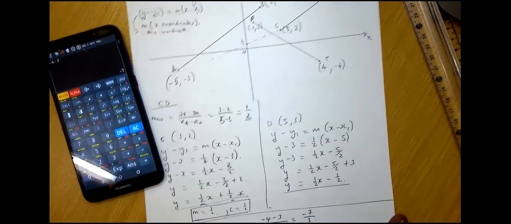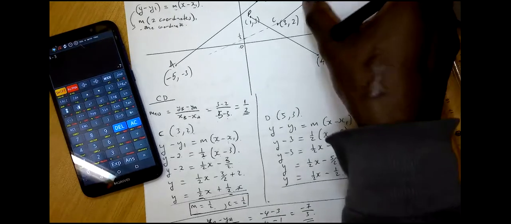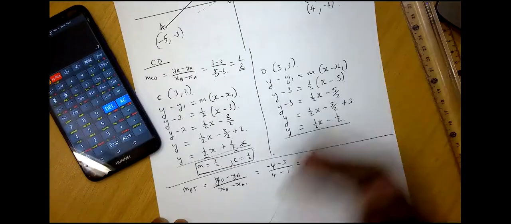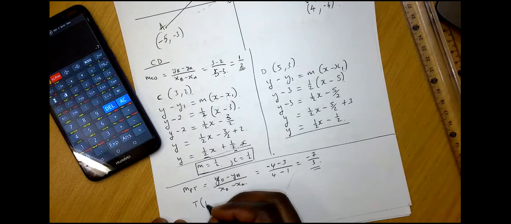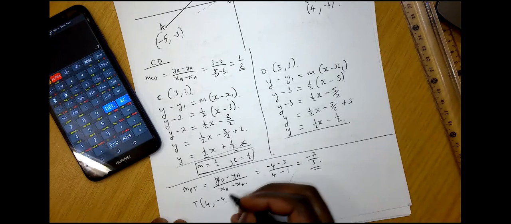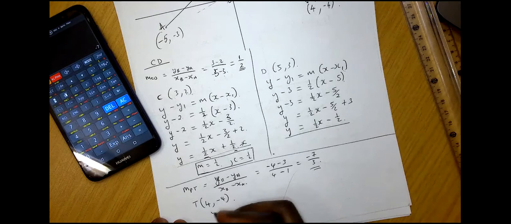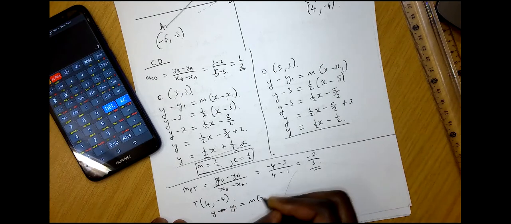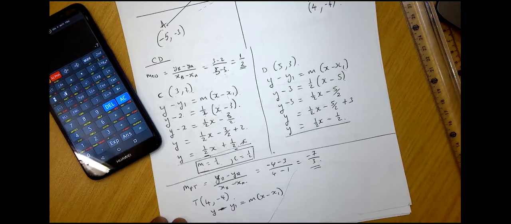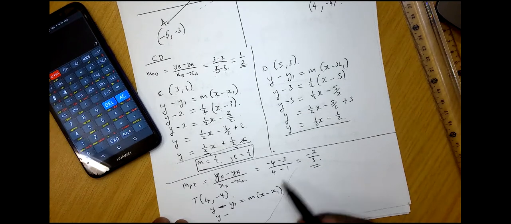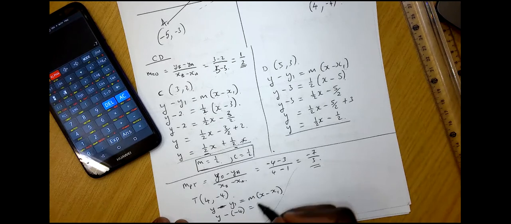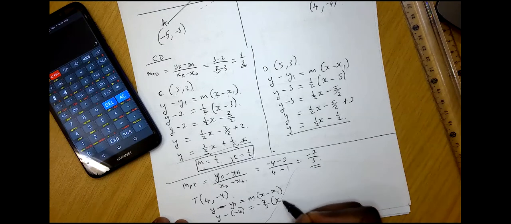And we come here and say, let's choose one of the points. Which point do you want to choose now? So let's choose T. And T is what? It's 4 and negative 4. Then we say y minus y1 is equal to m times x minus x1. What is y1 here? It's negative 4. m is negative 7 over 3, and x minus x1, which is 4.